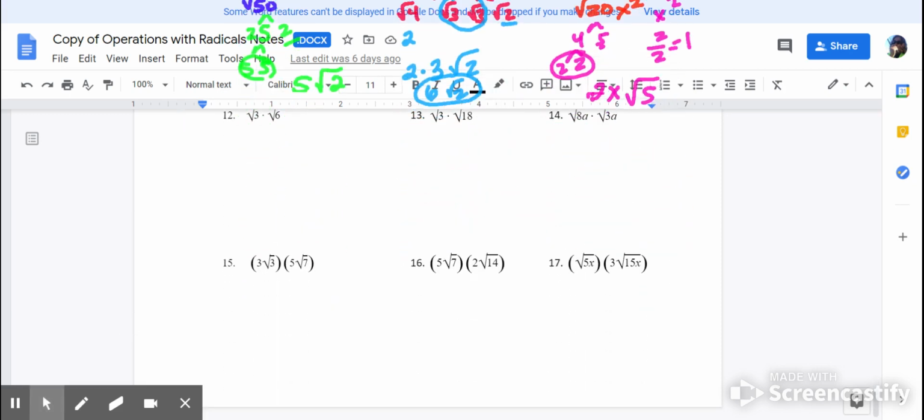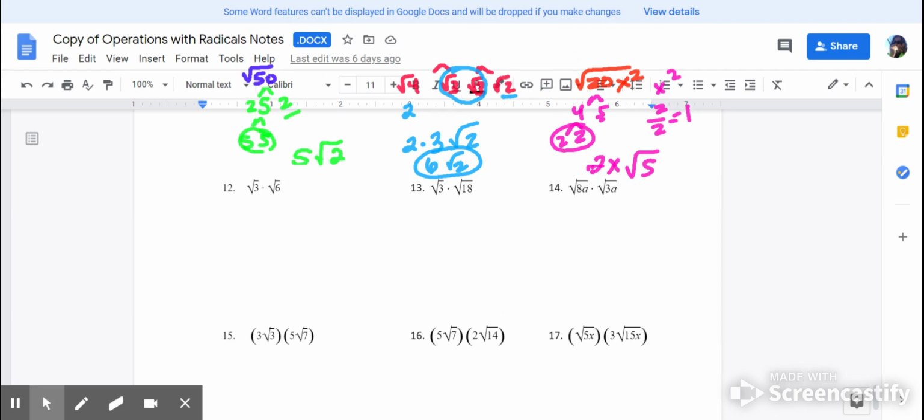As I work through number 12, 6 times 3 would be 18. And I can break down 18 to be 9 and 2, and 9 to be 3 and 3. So I'll have a pair of 3's, so 3 on the outside, with a 2 left over on the inside.